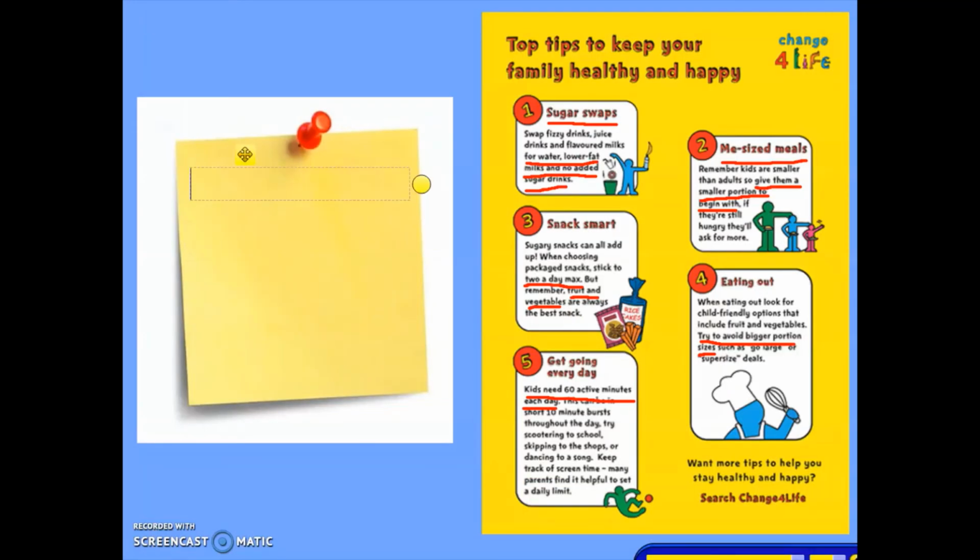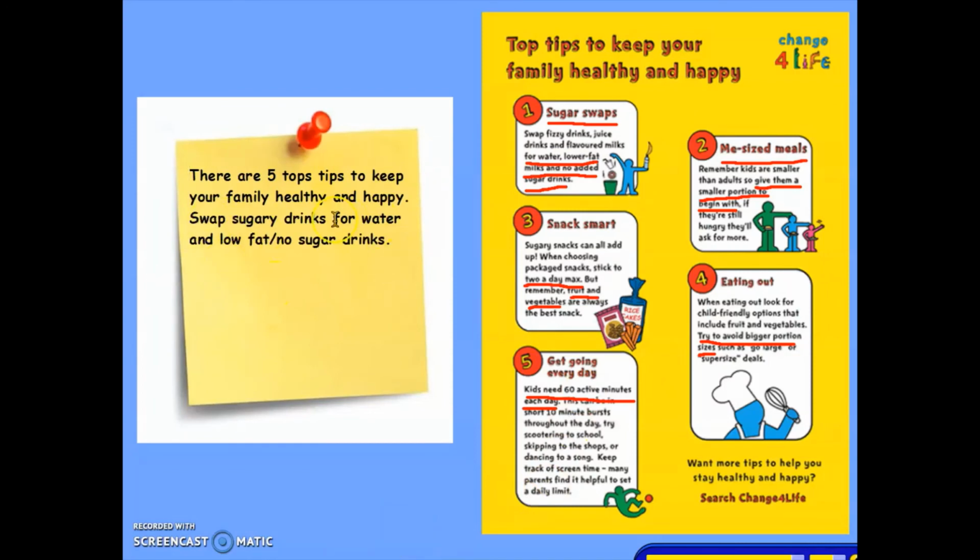Let's go back to the text that we looked at together and try and summarise it on this post-it note. The first thing I'm going to summarise is the point of the text. The text is telling us that there are 5 things you can do to keep your family healthy and happy. So to summarise that, there are 5 top tips to keep your family happy and healthy. Looking at the first point, we want to mention that there are sugar swaps and that you should swap for water, low-fat milks and no added sugar drinks. Like so.